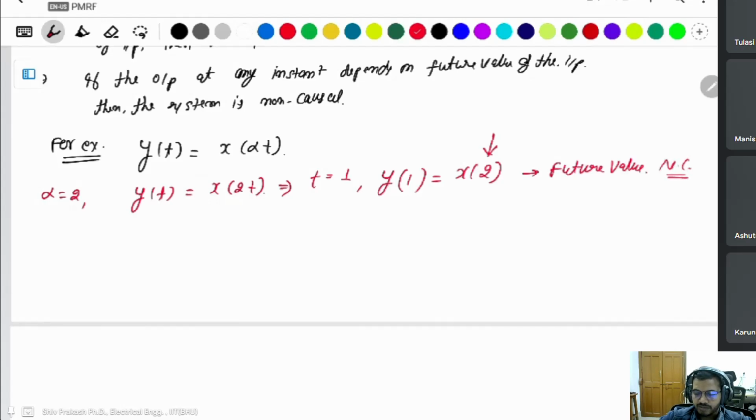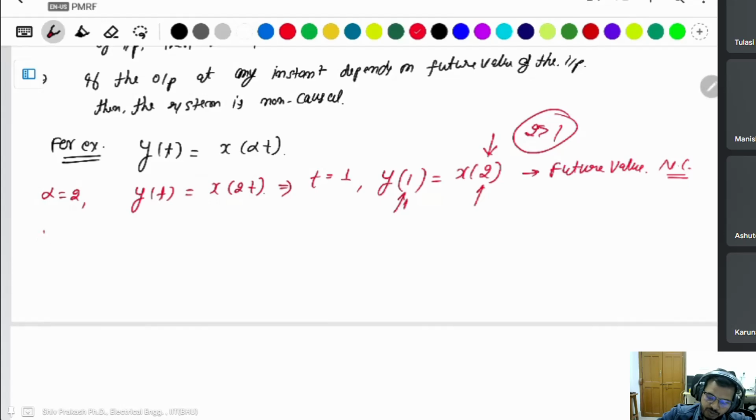At any instant of time, the system depends on the future value. Simply, 2 is greater than 1. You give input at instant 1, but your system gives the output value at time 2, not 1. Since 2 is greater than 1, the system predicts the future value. The system will be non-causal.